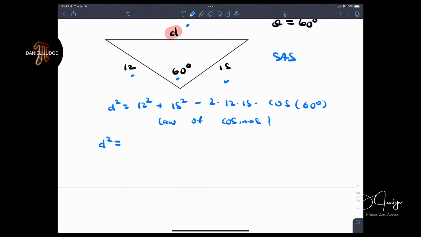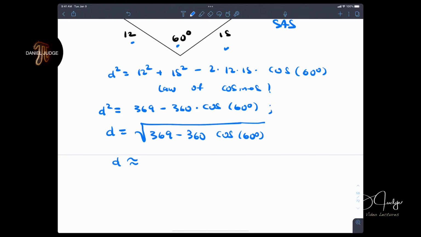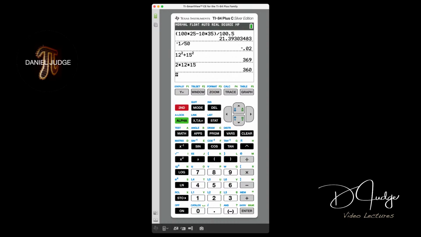And 12 squared plus 15 squared, we know that's 369. And then 2 times 12 times 15, that's minus 360. And that's cosine of 60 degrees. And you guys know, just take the square root for d. 369 minus 360 cosine 60 degrees here, so I can punch this in the TI and get this approximate distance. Take the square root.